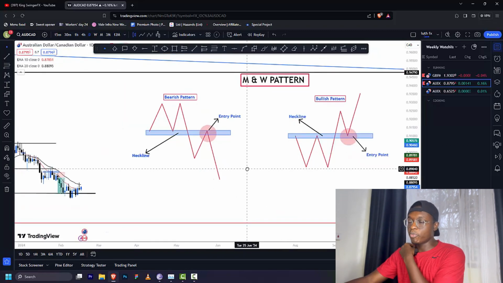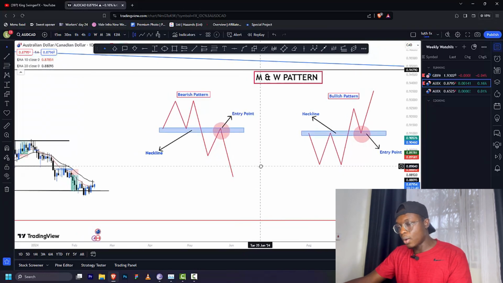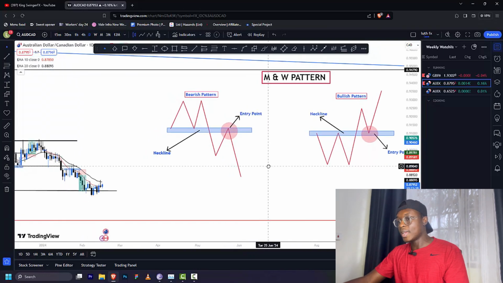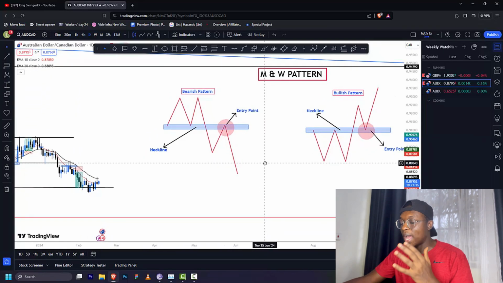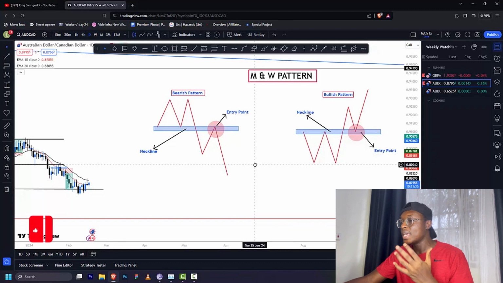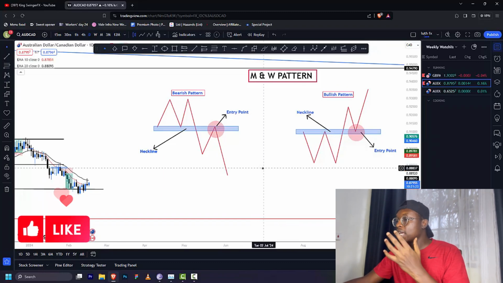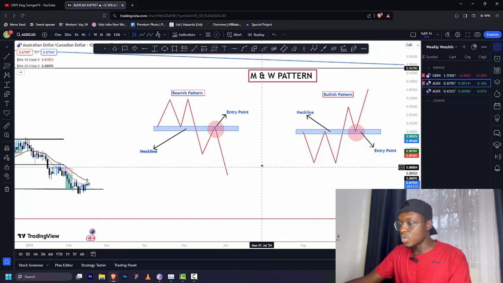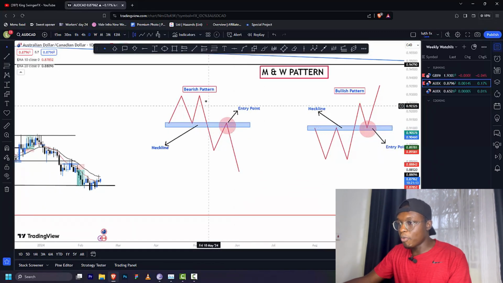So let's talk about the M pattern first. Now the M pattern is pretty simple, and it's also a bearish pattern. Whenever it appears in the market, it means that the market can make a continuation to the downside. The same thing also happens with the W formation. It's also a bullish pattern. Whenever we see this W formation happening, it means that the market can easily continue making a move to the upside.